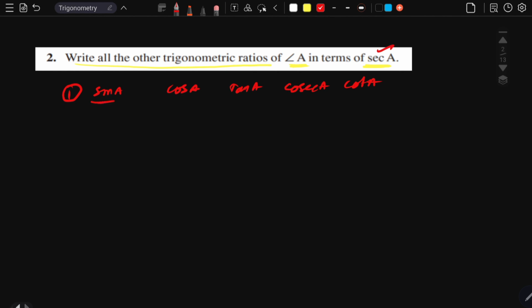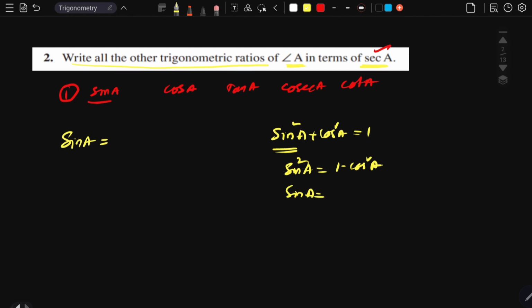How are we going to write? First we write sin A. As per the question, sin A is the first ratio. So sin A is equal to, in terms of secant. How will I write it in terms of secant? First convert sin in terms of cos. We have identity 1: sin square A plus cos square A is equal to 1. From this I require sin alone, so sin square A is equal to 1 minus cos square A. Then sin A is equal to the square root of 1 minus cos square A.